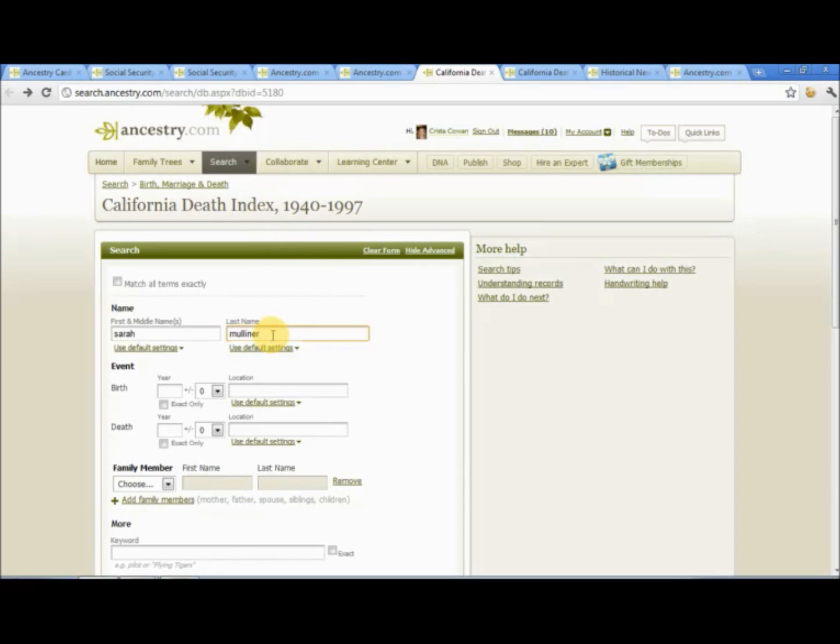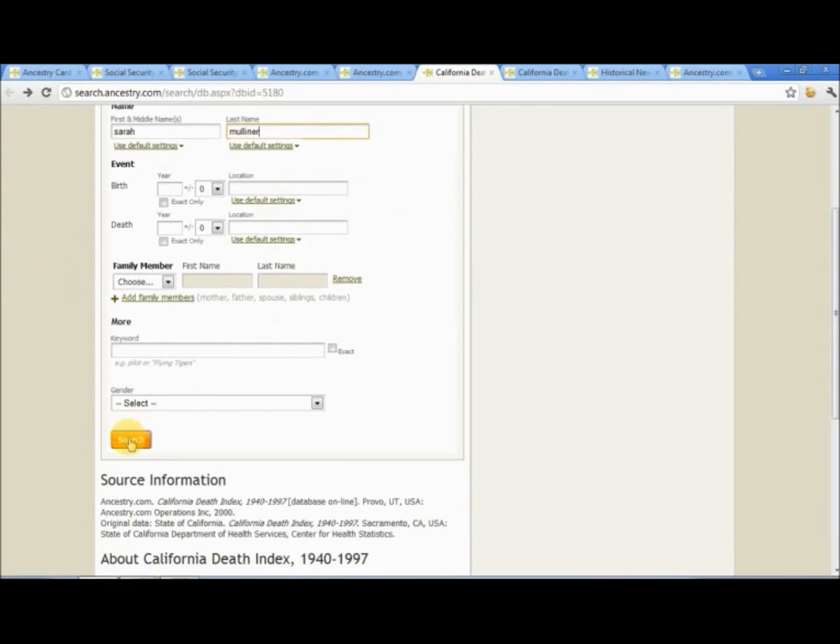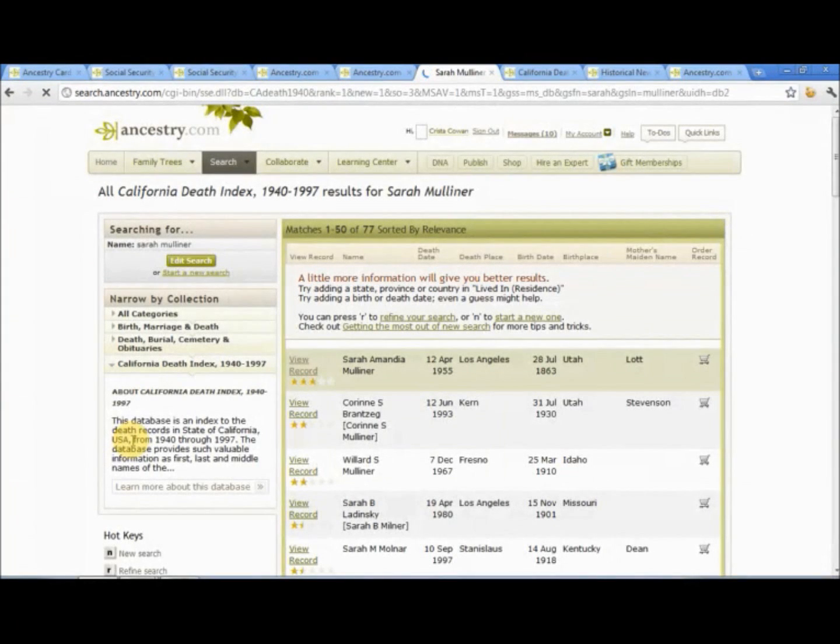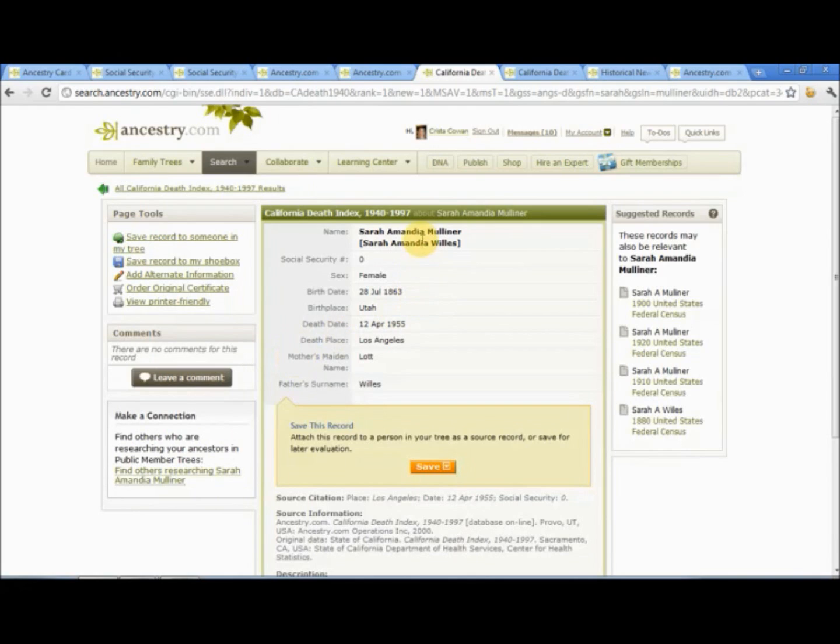So I'm going to look here for my great-grandmother. As a matter of fact, this is my great-great-grandmother, who is the mother of Victor Mulliner that we looked at a few minutes ago. Here she is, Sarah Amanda Mulliner. This will tell me that she was born on the 28th of July, 1863 in the state of Utah. She died on the 12th of April, 1955.